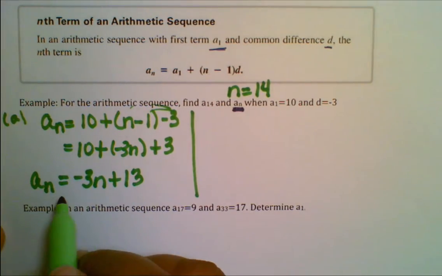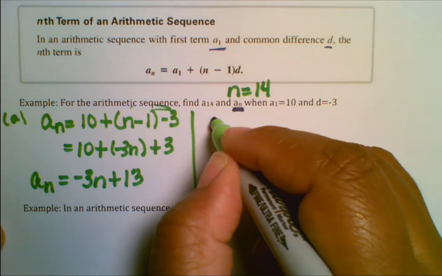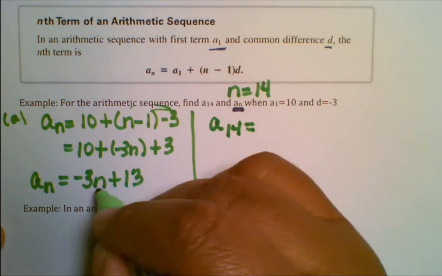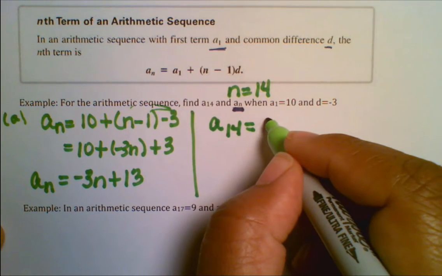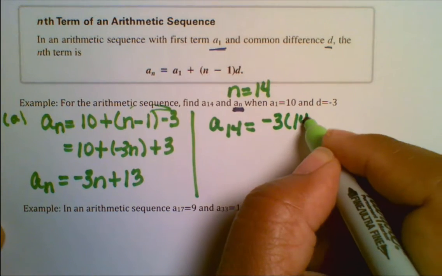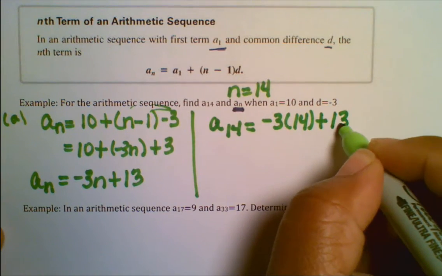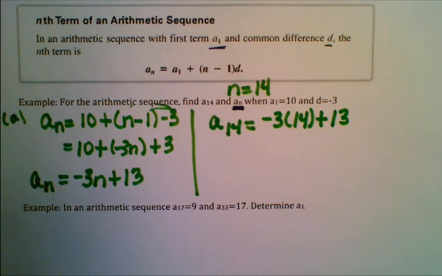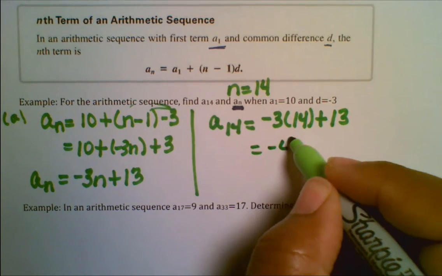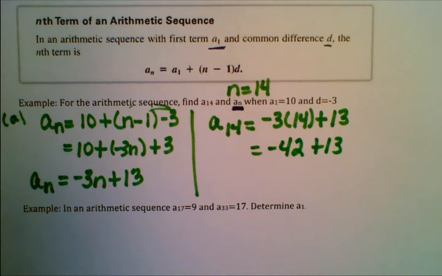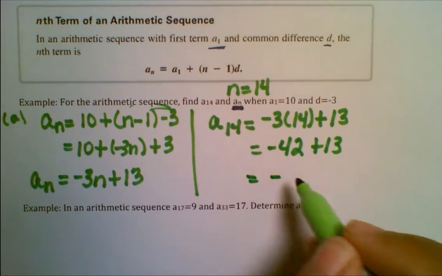So we're going to use the formula that we created. You have a sub 14 is equal to, and where we see n, we're going to plug in the number 14. We have -3 times 14 plus 13, and let's multiply those together and see what we get. -3 times 14 is -42, plus 13, that gives us -29.